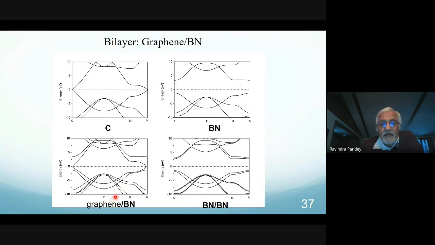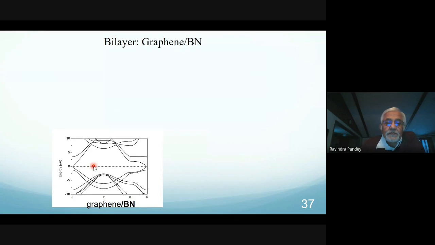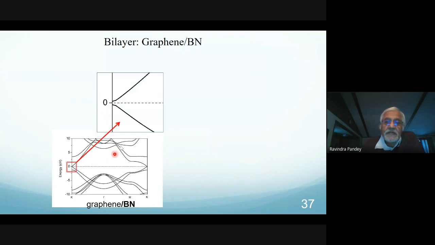If I bring in graphene on boron nitride now, you can see from the naked eye that nothing has happened. But when we zoom in, what we can see is a small band gap opening at the K point, which is coming out of the presence of the boron nitride monolayer. So the question you ask then is, is it true?